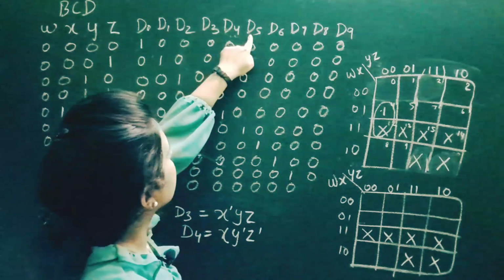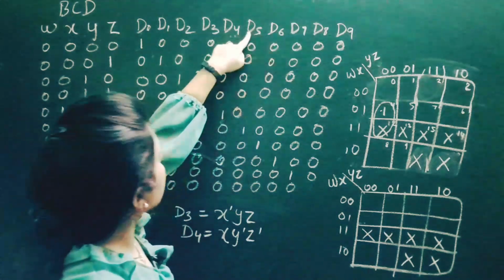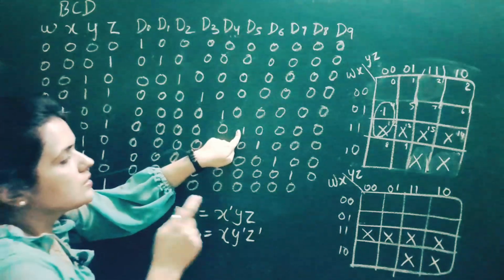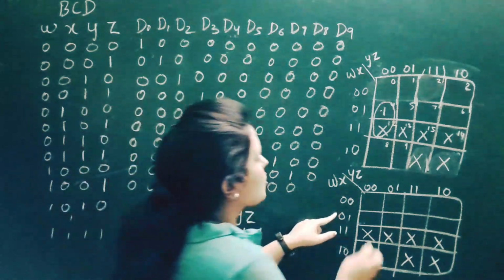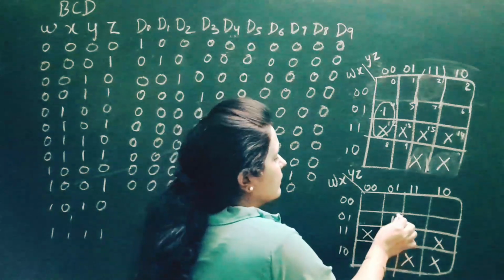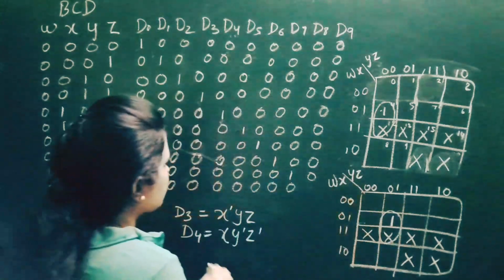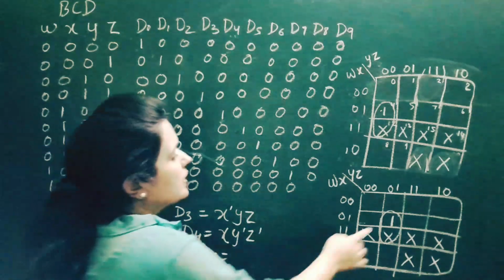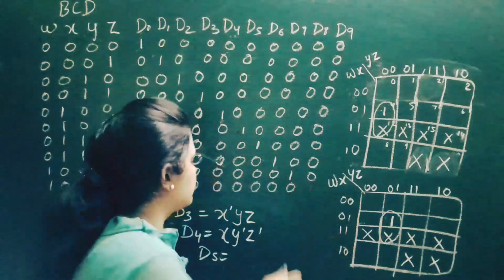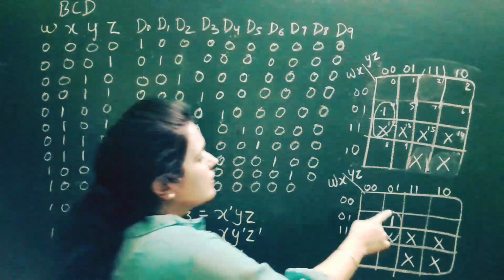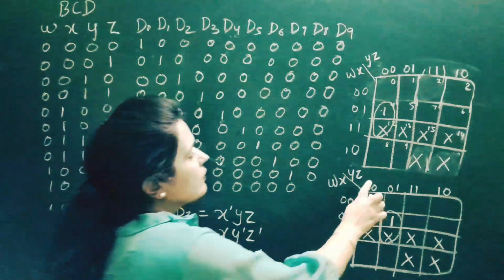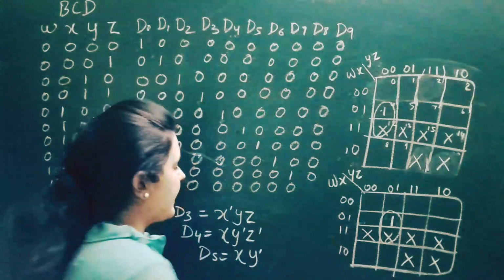Now we should see D5. We should draw the K-map for D5. D5 is 1 in this case, where the value of wxyz is 0 1 0 1. So this 1 can be combined with this cross, and the expression corresponding to D5 will be equal to, here we can see in these two rows the value of w is changing but the value of x is fixed, which is 1. So we should write x here. In this column the value of y is 0, so y complement, and the value of z is 1. So we should simply write z here.